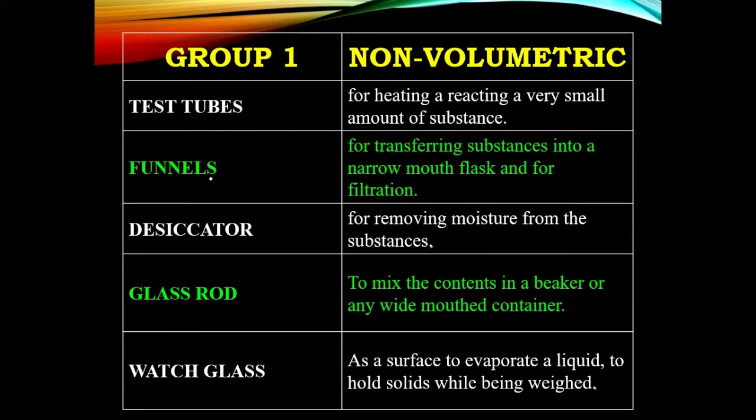It includes test tube, funnels, desiccator, glass rod, and watch glasses. Test tube you have seen and you have used several times in your laboratory, and it is for heating or reacting a very small amount of a substance. In detection of ions and salt analysis, you will use these test tubes, and as well as in element detection.